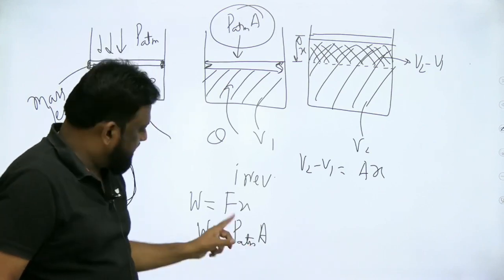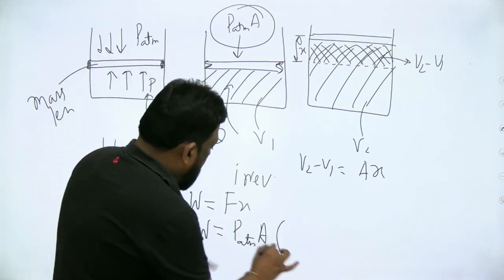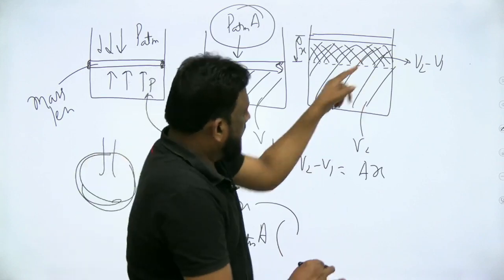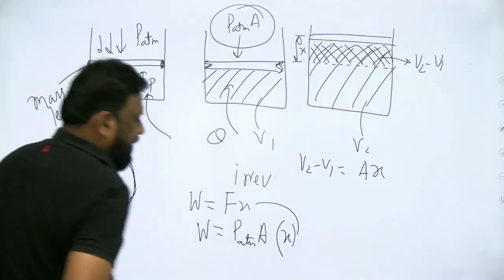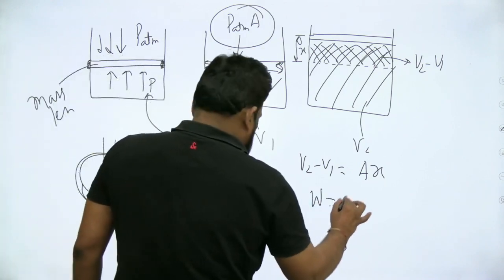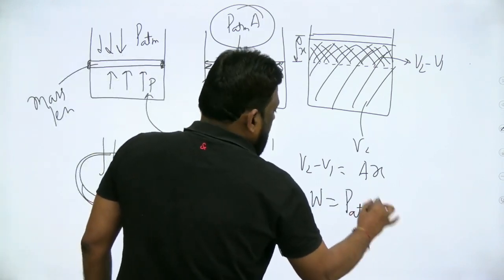P atmosphere into area. Exactly. Force into X. What is X? Oh, sorry. P atmosphere into A X. I'm really sorry. Okay. So therefore, the work is given by P atmosphere. What is AX?